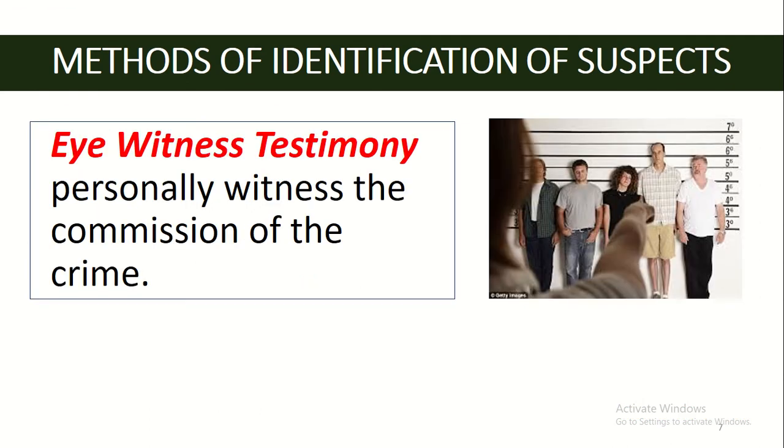Now, another method of identification of suspect is through eyewitness testimony. Eyewitness testimony is very important considering that if a person personally witnessed the commission of the crime, it may help to identify the suspect. But the question is, how competent is our witness? How can we ensure his qualification? For example, can a blind man who personally witnessed the commission of the crime be qualified to testify as to the identity of the suspect?